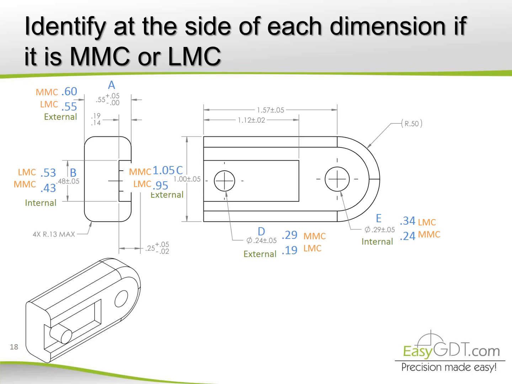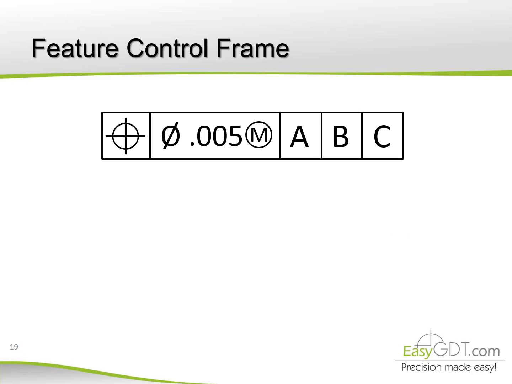This concept of MMC and LMC will be widely used when we talk about geometric tolerances and the use of modifiers. Feature Control Frame, or FCF. It's where the information about the geometric tolerance is shown, starting with the geometric tolerance in the first box. Next, the shape of the tolerance zone. If a diameter is specified, it means that the zone is cylindrical, otherwise it is planar.